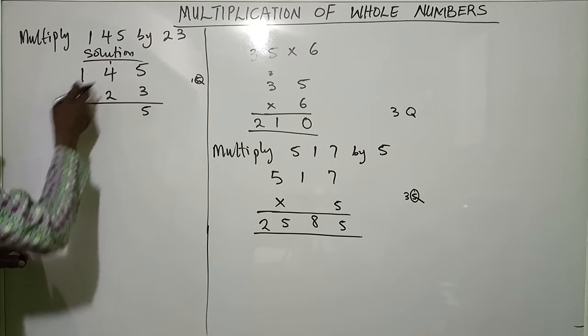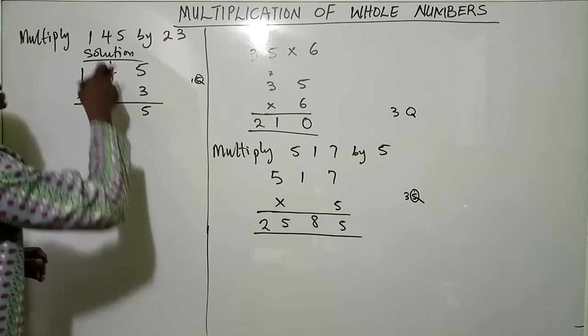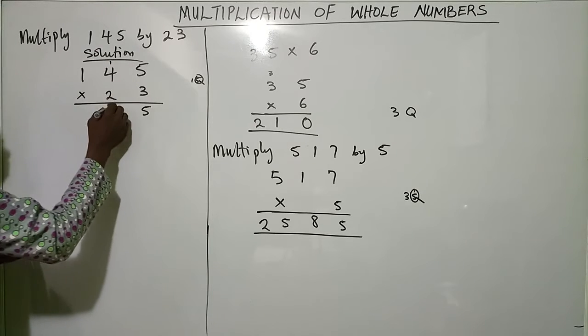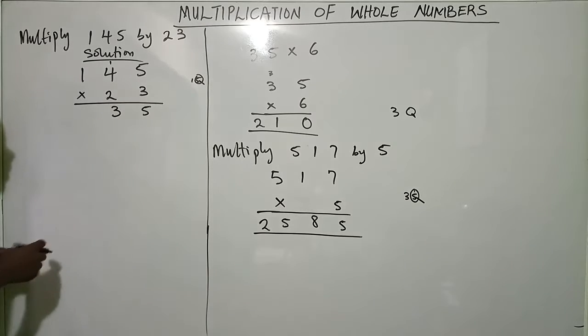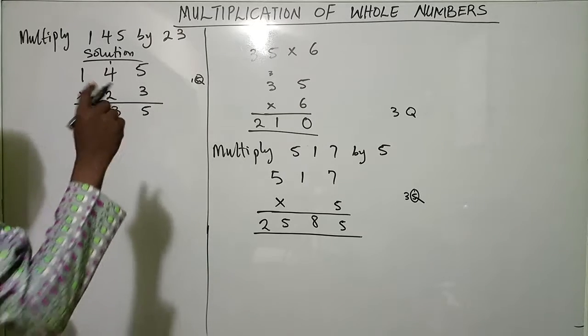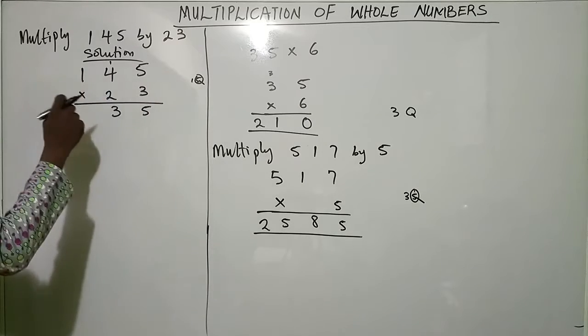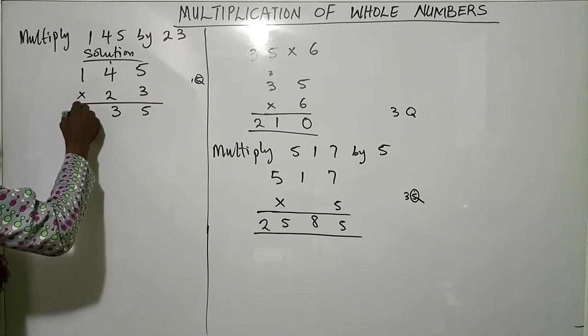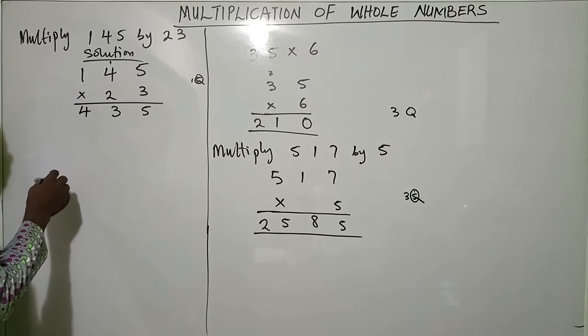So 3 times 4 is 12. 12 plus that 1 is 13. Write down 3, carry 1 forward. 3 times 1 is 3, plus that 1 is 4. Okay, we are done with that.